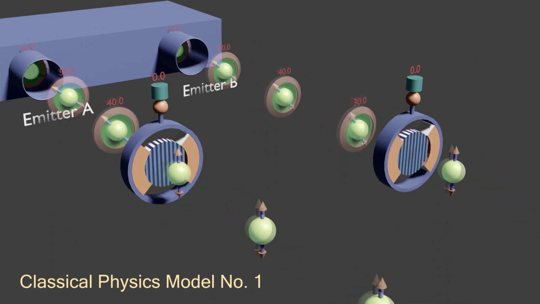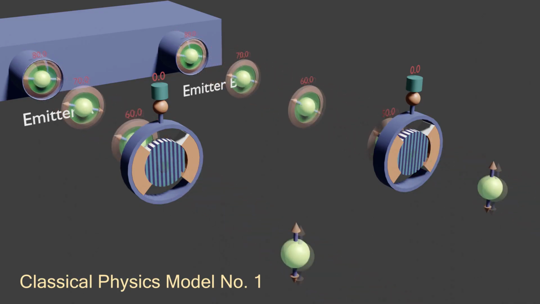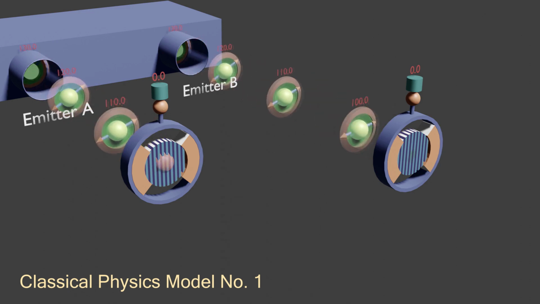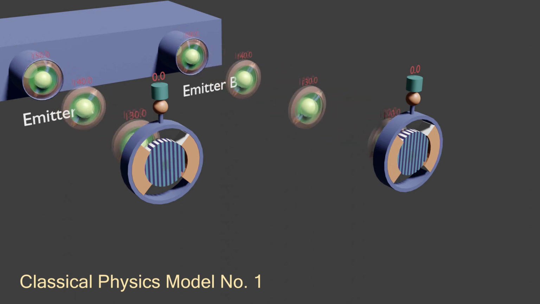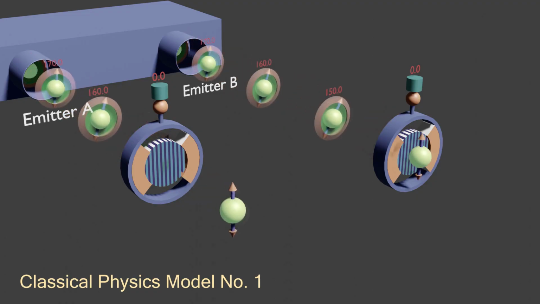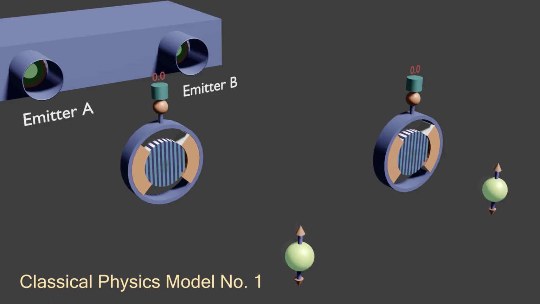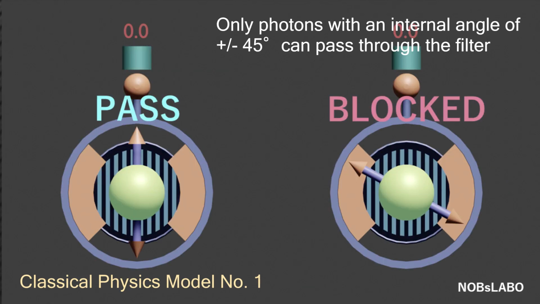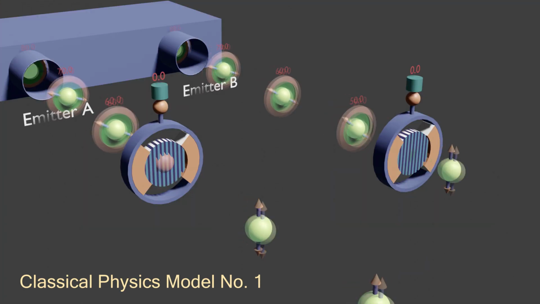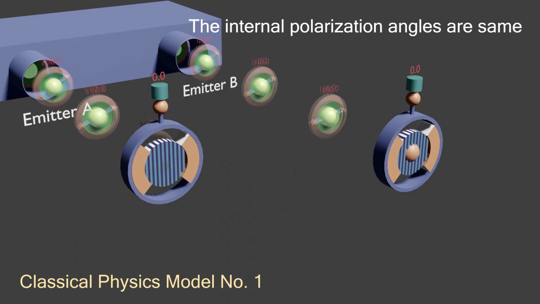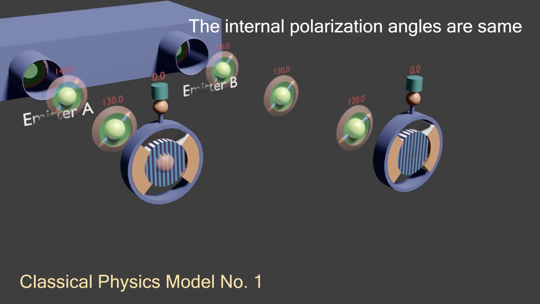The first classical physical model assumes that unpolarized photons have polarization angle information as an internal parameter. In this animation, the hidden internal angle is shown by an arrow inside the transparent disk. Polarizing filters have an internal blocker that passes only photons with internal angles within a range of plus or minus 45 degrees from the polarization angle. We also assume that the internal polarization angle of each entangled photon pair is the same.